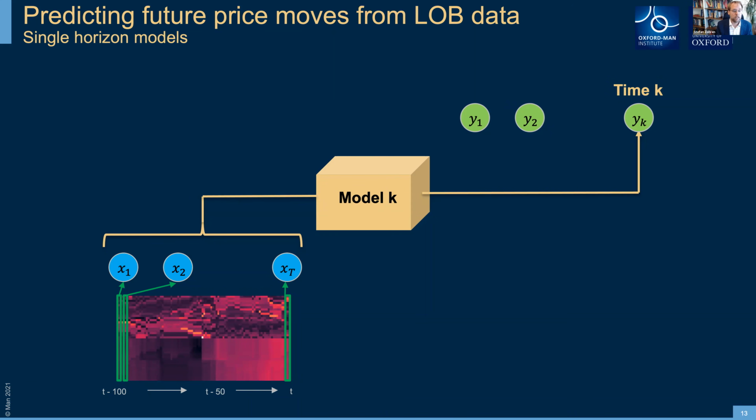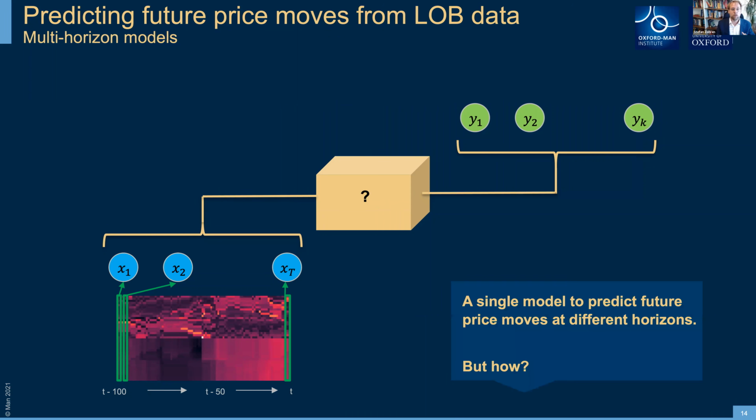And the inspiration is, what we want to do here is have one model which does all horizons in one go, which can then utilize the information learned for the short horizons to make predictions for the large horizon. So this is the distinction between the single horizon models on the one hand and the multi-horizon models. But the question is obviously, how do we do that?